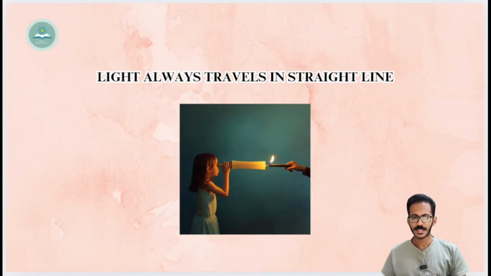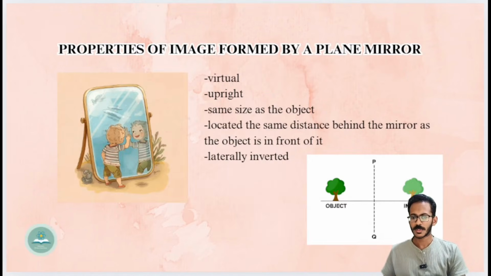So based on this, we have already studied about the plane mirror. You know what is plane mirror? So in plane mirror, we have a rough surface and a smooth surface. I'll just show you the picture. Just look here. So here we are discussing about the properties of image formed by a plane mirror.